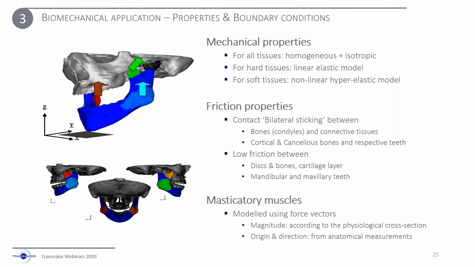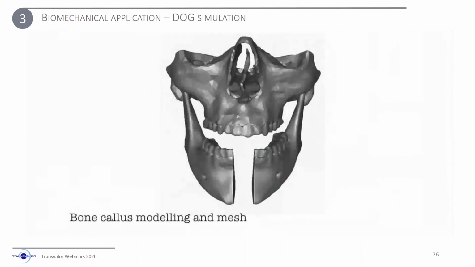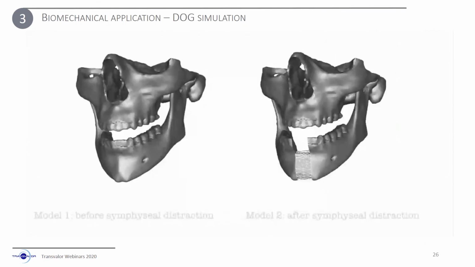With respect to the movement of the mandible itself, it has been modeled using force vectors in order to define the magnitude, the amplitude of the movement, and also its origin and its direction. All of this in order to be compatible with anatomical measurements. So now we can see first videos, animation showing the simulation.